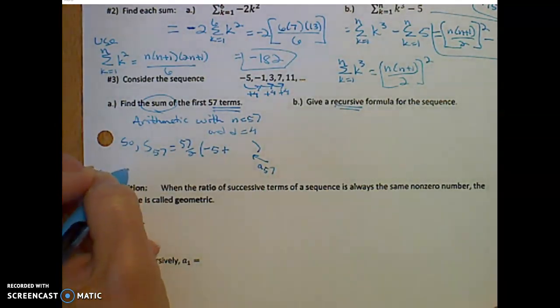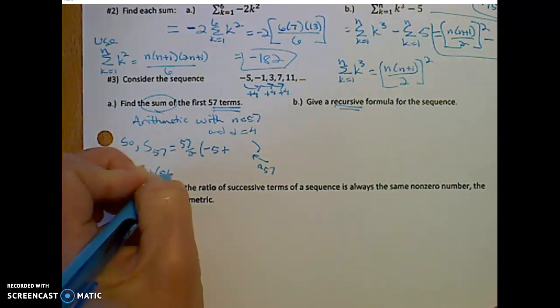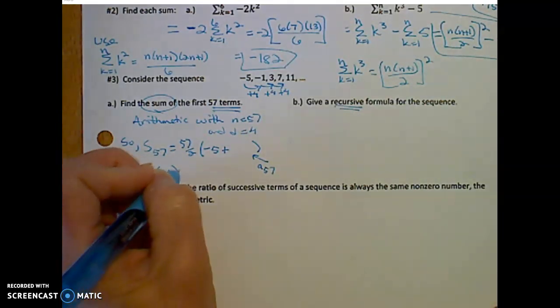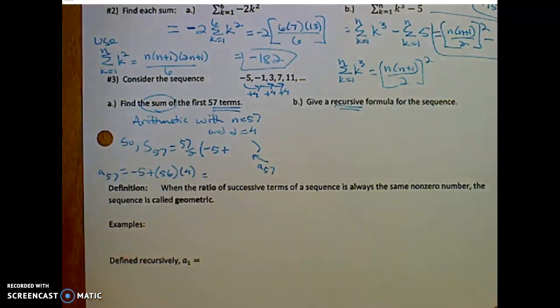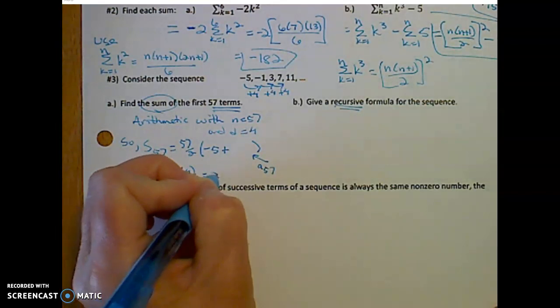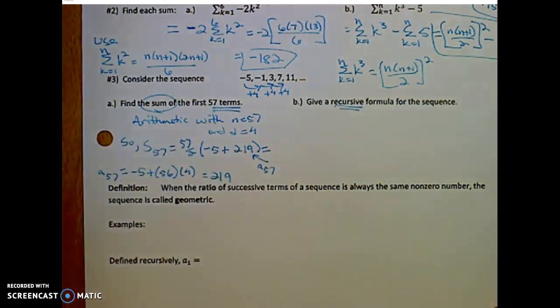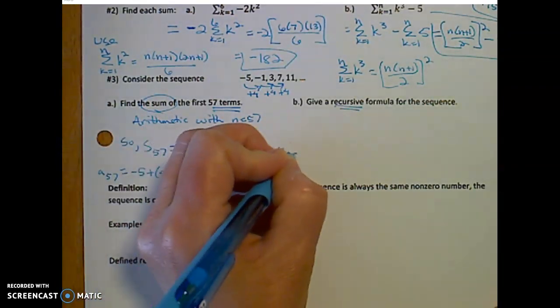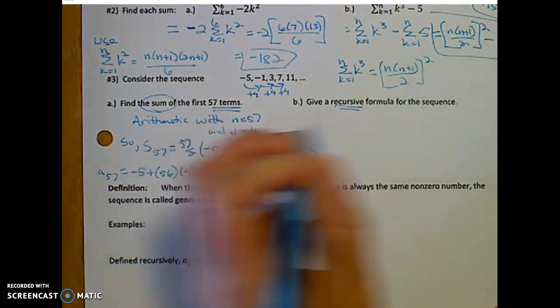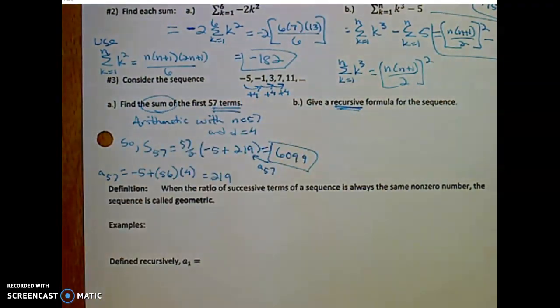The 57th term will always be the first term, -5, plus 1 less, 56, of those differences. And the difference was 4. That gives me the 57th term of the sequence is 219. Plug that into the sum formula, pick up your calculator, and I got the sum of the first 57 terms to be 6,099. Can you pause for a second and give a recursive formula for that sequence as a quick review?